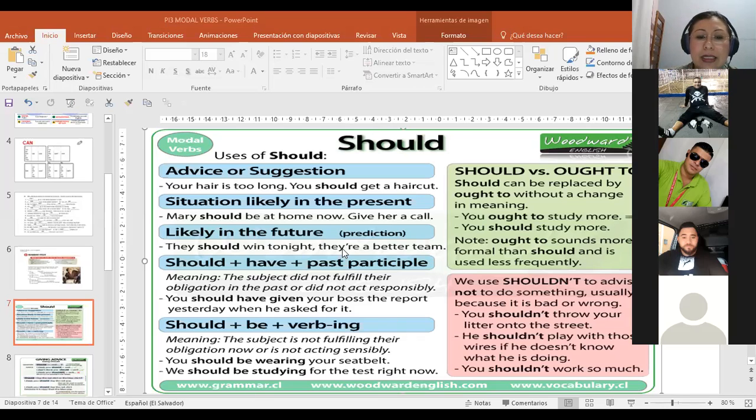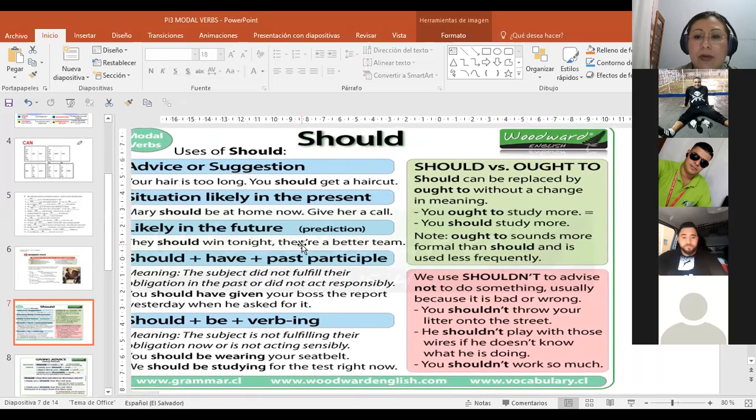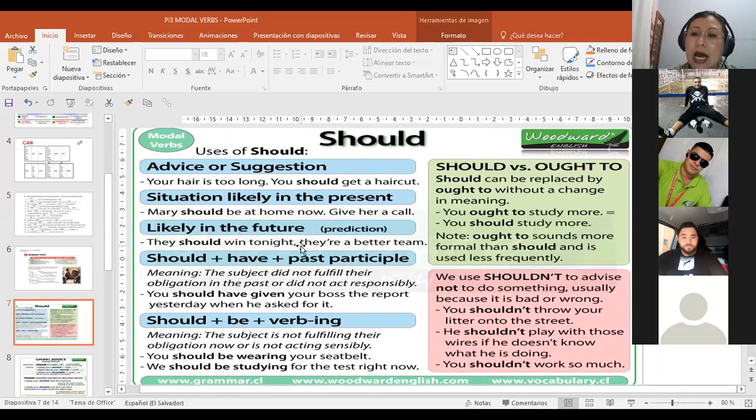Okay, so let's see. We have another modal, which is ought to, and it's similar. It's practically equal to should. However, it said that should can be replaced by ought to without a change in meaning. Should puede ser reemplazado por ought to sin ningún cambio en significado. Significa que es lo mismo, ¿verdad?